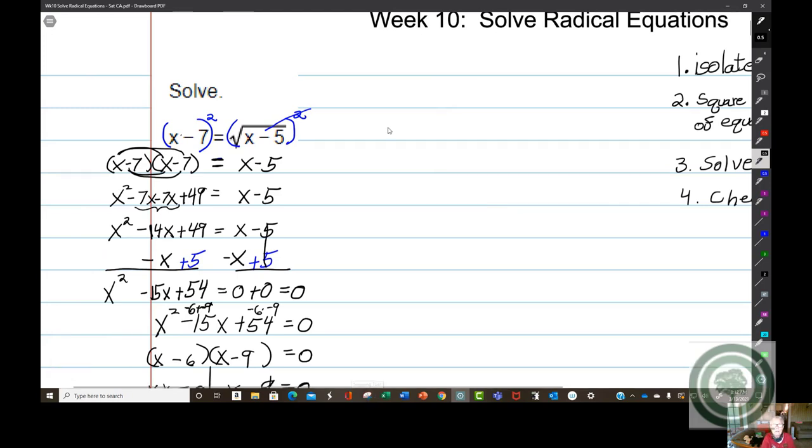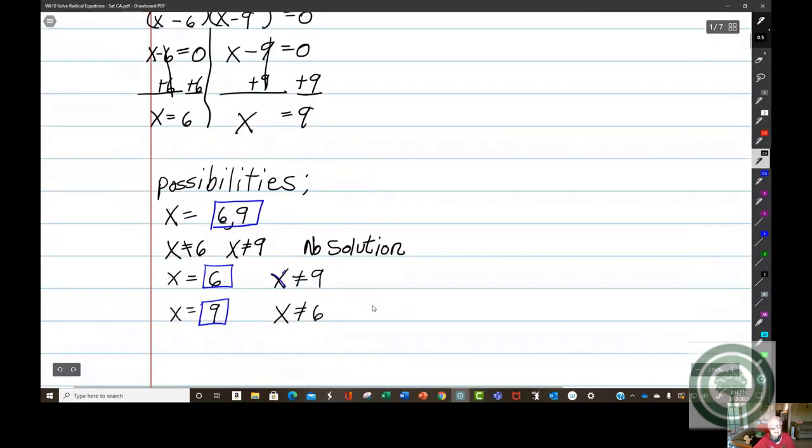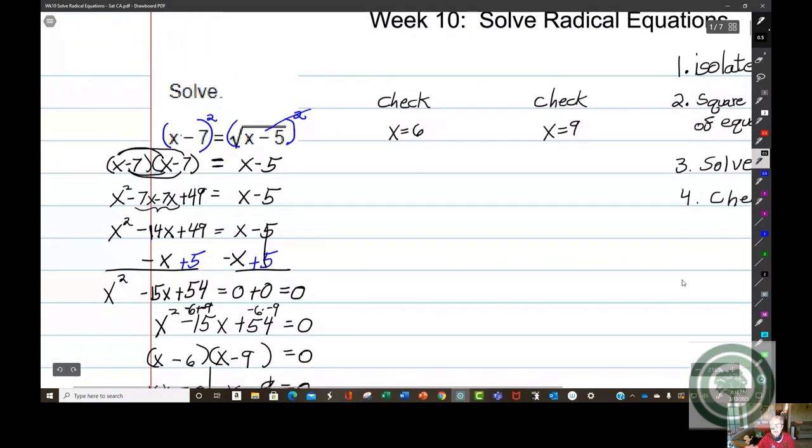Okay, here we go. So we're going to check X equals 6. Check X equals 9. Those are my two possible answers, right? Yes. Okay. And where do I check it? I have to go back to the original line. X minus 7 equals the square root of X minus 5. So I'm going to put 6 in. 6 minus 7 equals the square root of 6 minus 5.